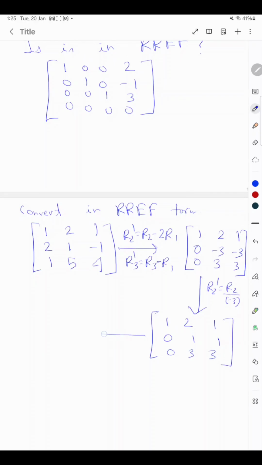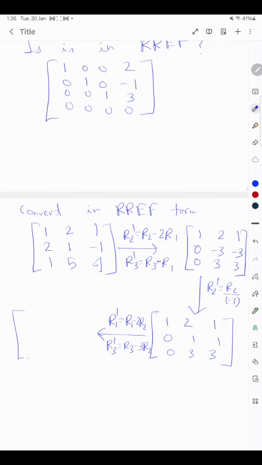Now what is your goal? This element and this element should be 0, right? So what operation you need? R1 dash will be R1 minus 2R2. You see, whenever you make this thing 0, there will be no change in this element, right? So that is the advantage. Whenever you are practicing many problems, you can apply two operations together. So R3 dash will be R3 minus 3R2.